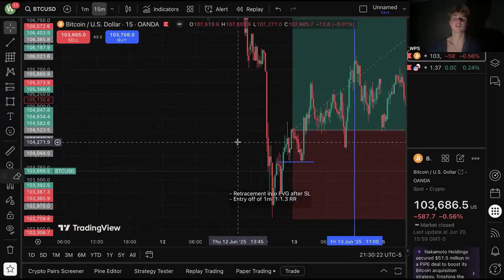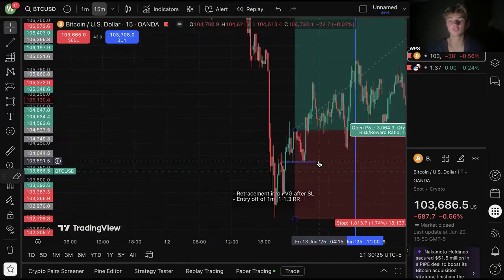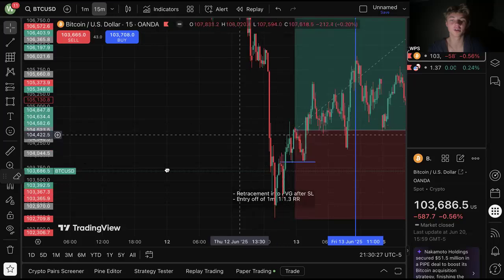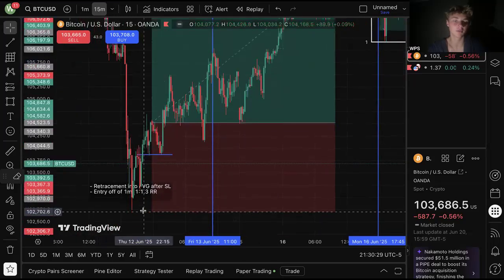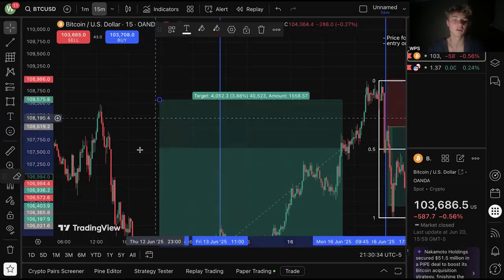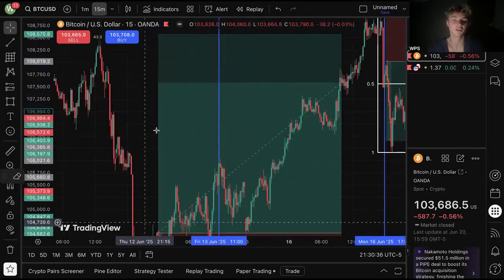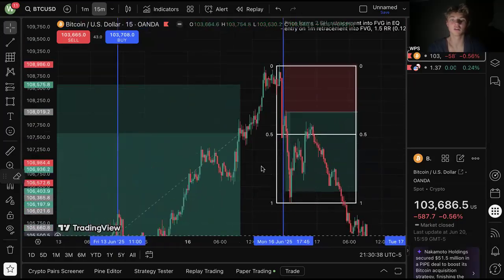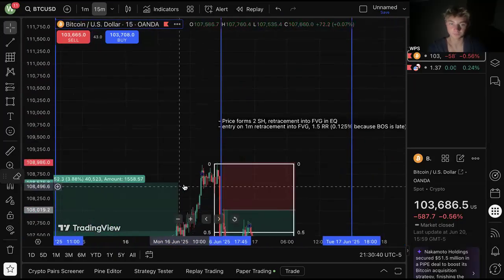And that's how I would have traded a fair value gap, where as soon as it retraces and it breaks structure to the upside, I'm entering, stop loss below here, take profit above here, maybe even above here if I was feeling confident, and 2.23 RR, and that would have gotten hit, of course.